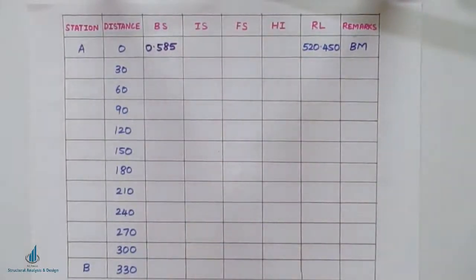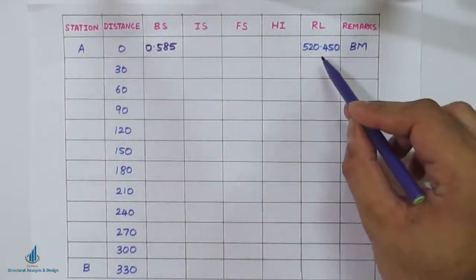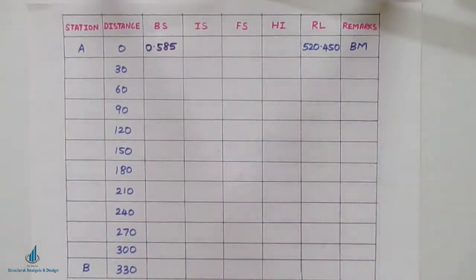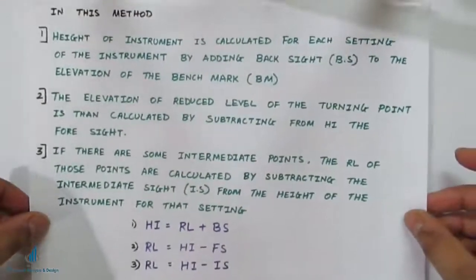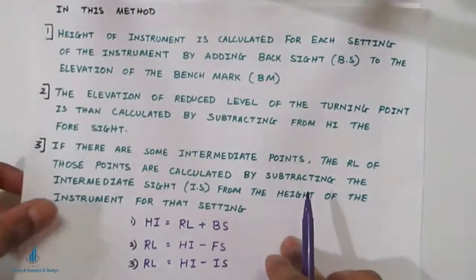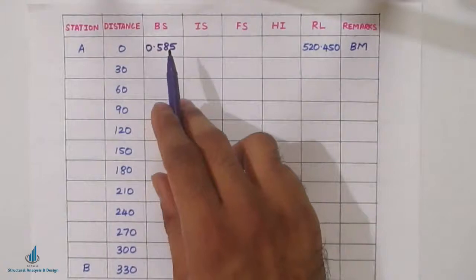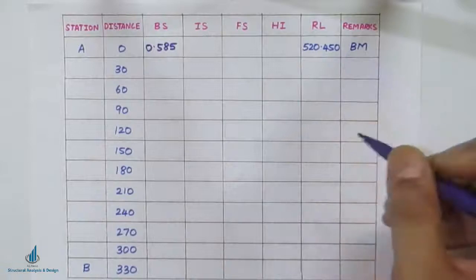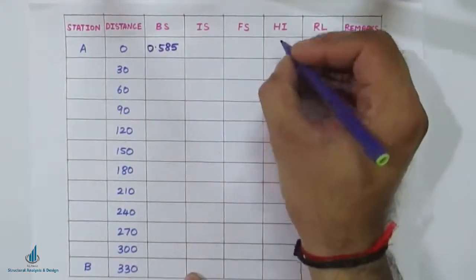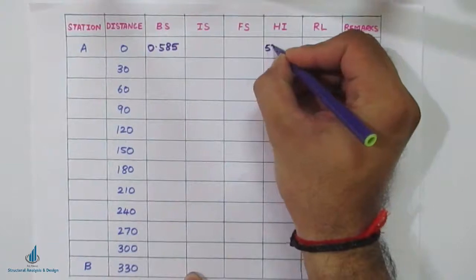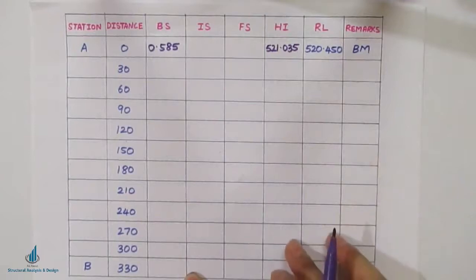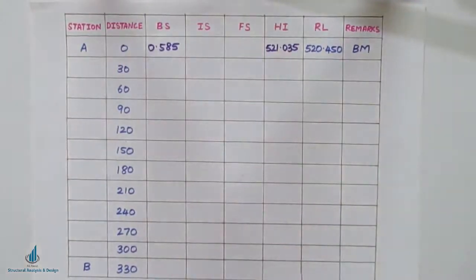Then the RL they have given is 520.450. So remember the first formula which I have mentioned here: HI is equal to RL plus backside. RL is known, backside is known, so you can directly find the HI by adding them. So it will be 521.035. 521.035 will be your first height of instrument for that particular setup, right?